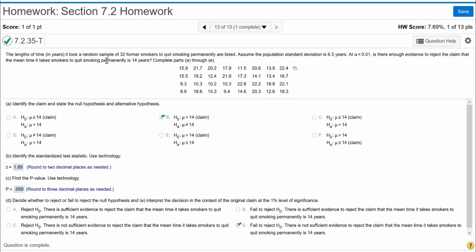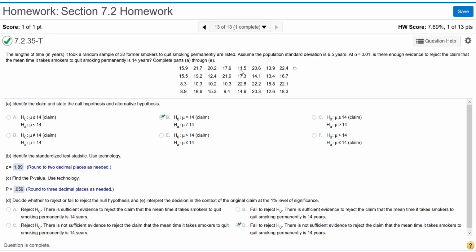So the length of time in years it takes 32 former smokers to quit. Assume the population deviation is 6.5 years. We're looking at a 0.99 confidence interval. And is there enough evidence to reject the claim that the mean time it takes for smokers to quit permanently is 14 years? So let's go for it here. Here's our data right here.